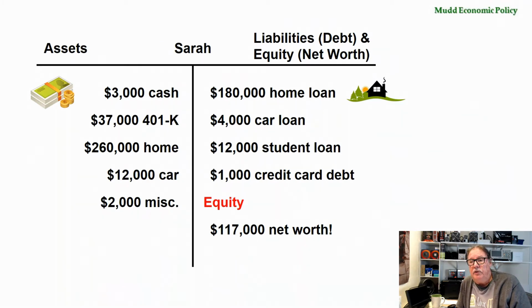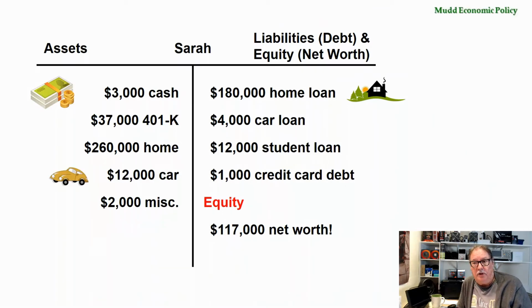So in this case, you can see the asset that she owns has its market value represented on the asset side, but the loan is represented on the liability or debt side because that's exactly what it is. So the net value of this home is the difference between $260,000 minus $180,000 on the loan, and so that's an $80,000 difference that contributes down here to the equity.